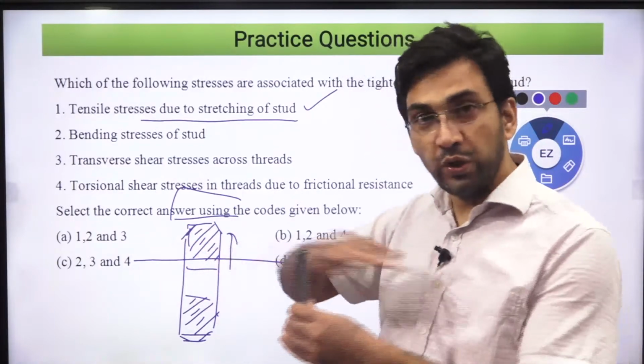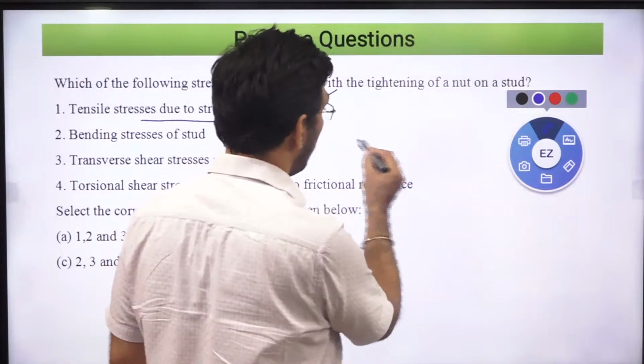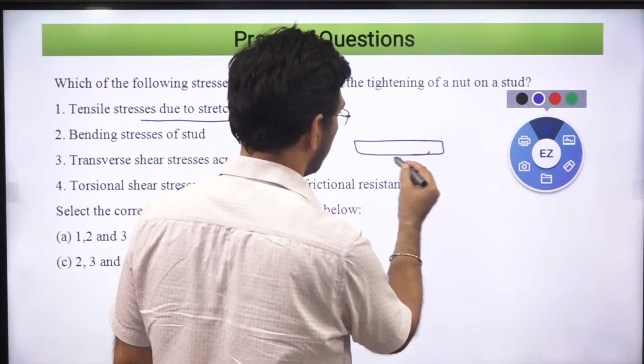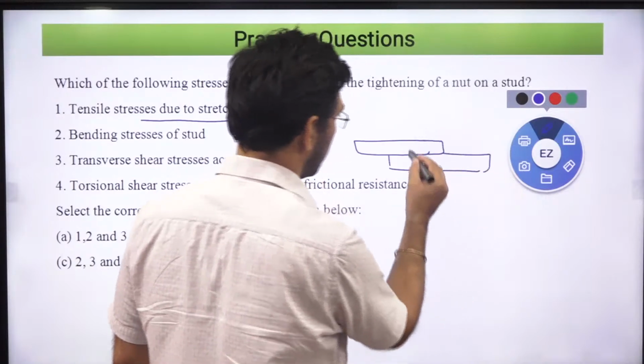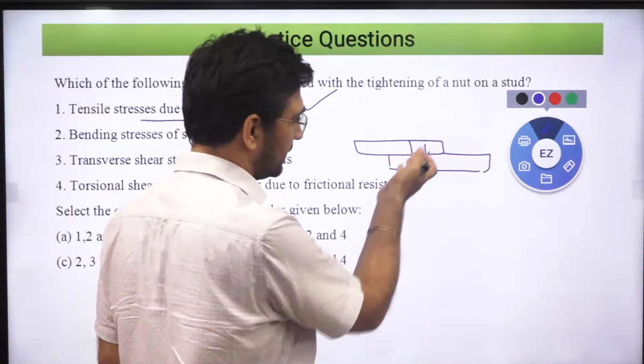ये स्ट्रेसेस तो इंड्यूस हो ही नहीं सकती. ये हो सकती हैं, they can be, because वो तभी पॉसिबल है when that could not be because of tightening. Keep it in mind. I have two plates and I have joined them. It's something like riveted joint, right? Let's say this is like a riveted joint.